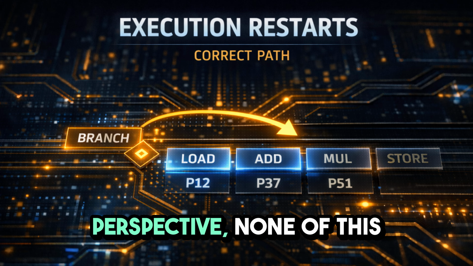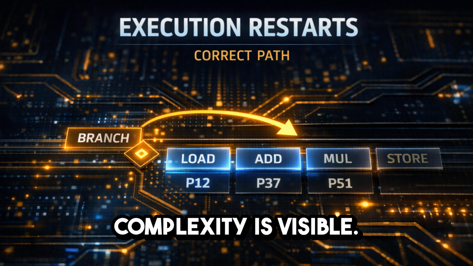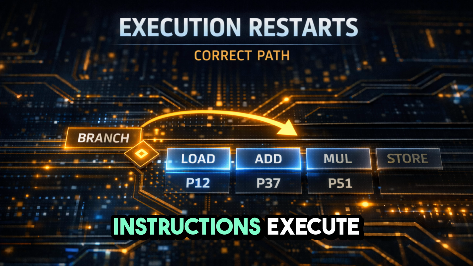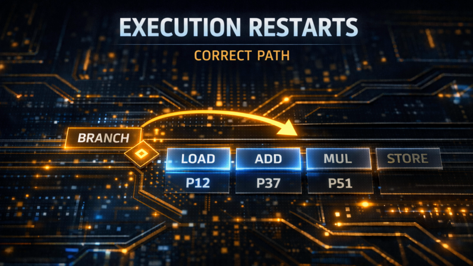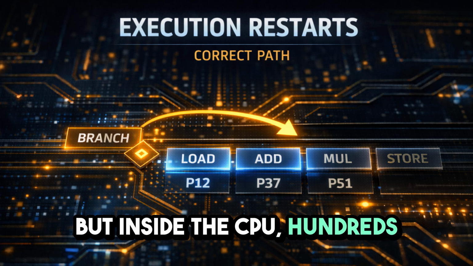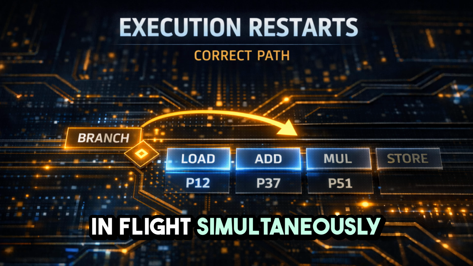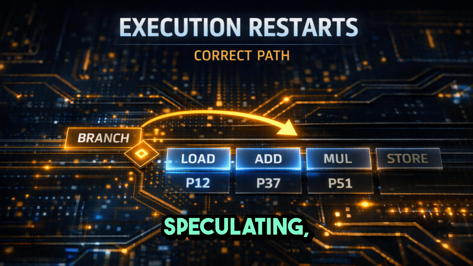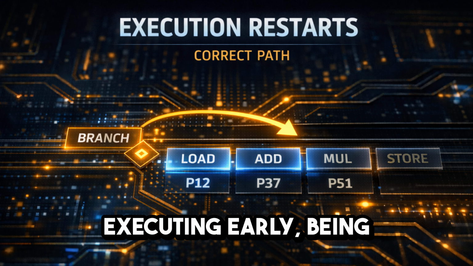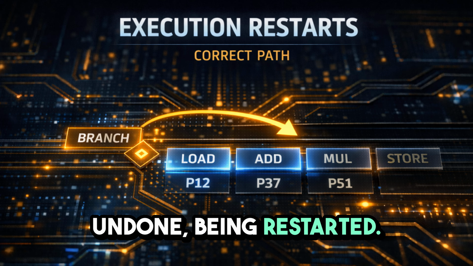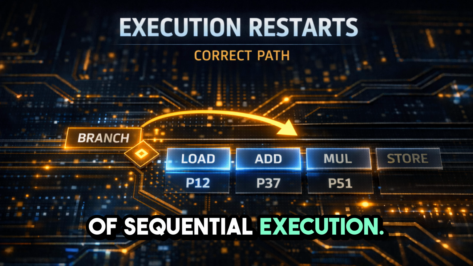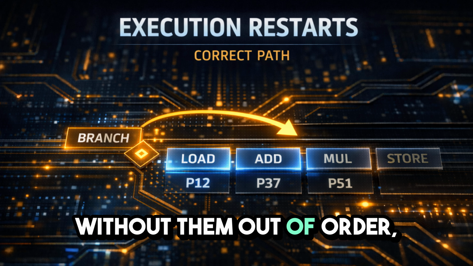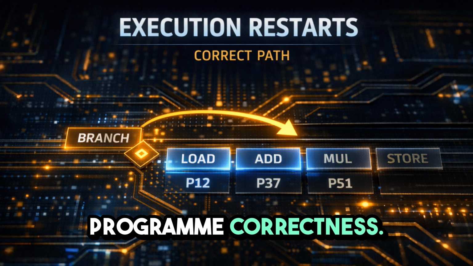The illusion of sequential execution. From the programmer's perspective, none of this complexity is visible. Software believes instructions execute strictly in order. One instruction completes. Then the next. But inside the CPU, hundreds of instructions may be in flight simultaneously, speculating, executing early, being undone, being restarted. Rollback mechanisms maintain the illusion of sequential execution. Without them, out-of-order execution would break program correctness.